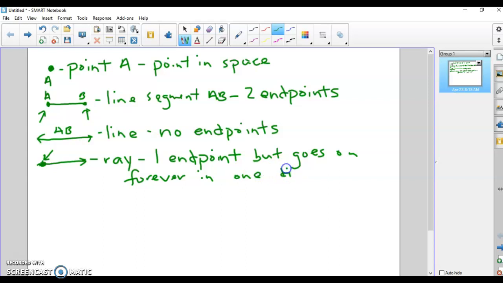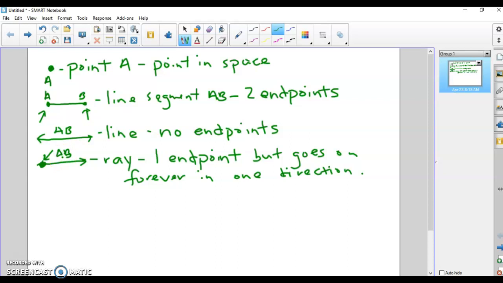It doesn't have to be right. It could be left. It could be up. It could be down. But that is a ray. It only has one endpoint. It's the difference between a line or a line segment. It has one endpoint and then shoots off in a different direction. We still call it AB, but it's a ray AB.